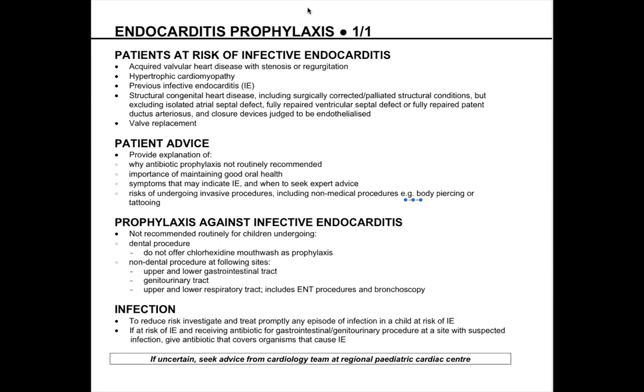Yes, Dr. Ola. So for our case, I want all of you to forget the regular amoxicillin. In our case, antibiotic prophylaxis is indicated.